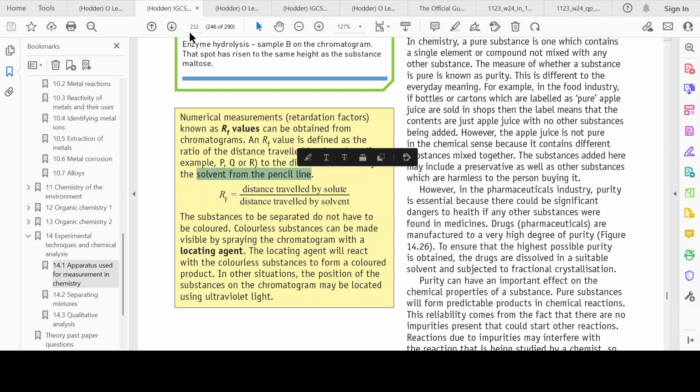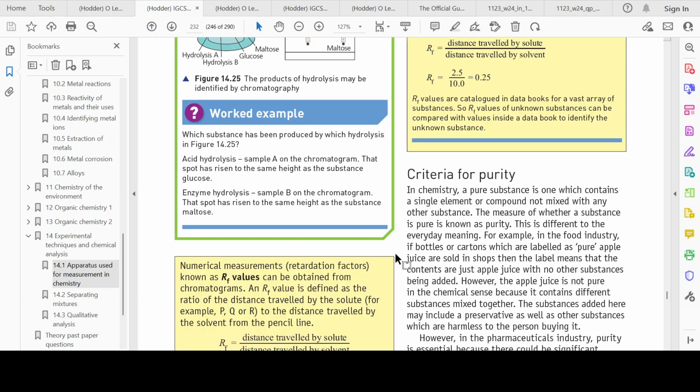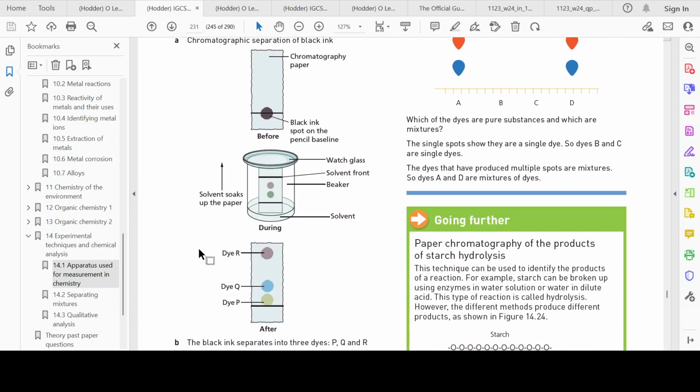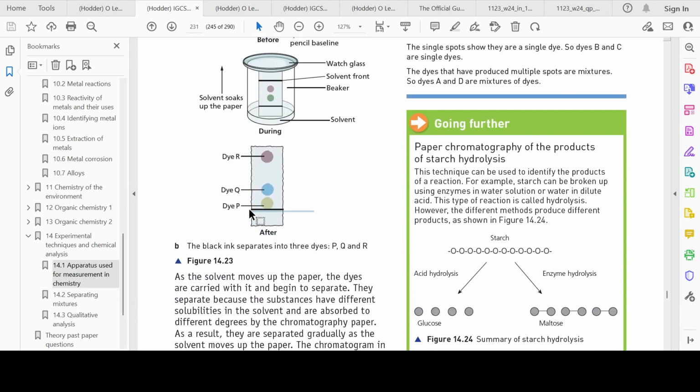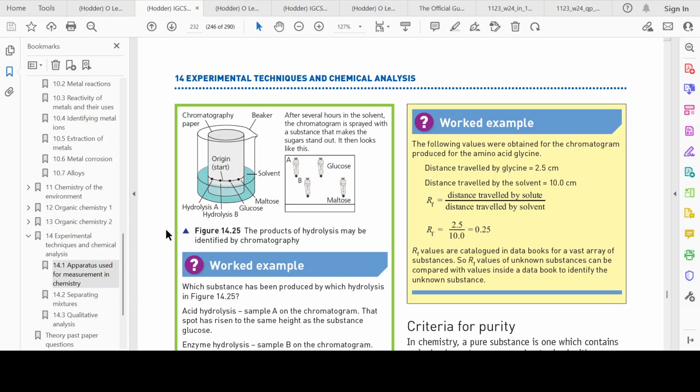So starting from the pencil line, right? So starting from here, pencil line, and for example, the solvent went all the way up. So you take the measurement from the pencil line to the edge of the paper, and then you take measurements from the pencil line to the center of these dots. If you're taking the top of the dot or the center of the dot, it should be uniform, right? And then you take RF values for that. So you do that calculation.